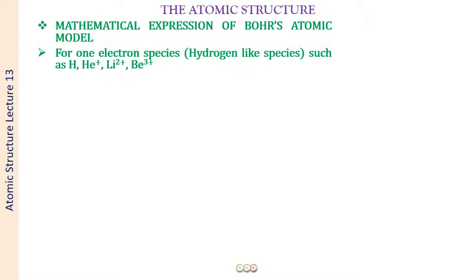Now, Bohr's atomic model explains quantitatively the general features of the structure of the hydrogen atom and its spectrum. But this is also valid for hydrogen-like species. That means the isoelectronic species of hydrogen, those that have one electron each. For example, we have He+, Li2+, Be3+. They all have one electron. So they are hydrogen-like species, and all the expressions that we derive for hydrogen would be valid for all these, right? The only difference would be in the atomic number Z for them.